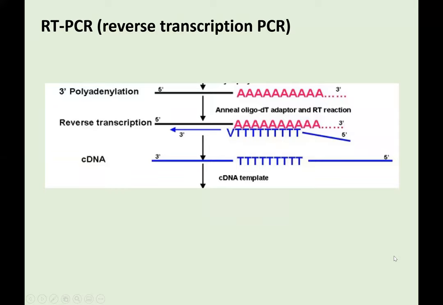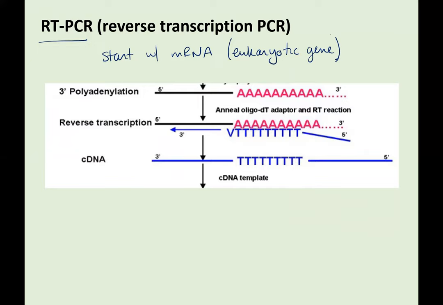So reverse transcriptase PCR, or reverse transcription PCR, RT-PCR. This is when you start with mRNA. So if you're cloning a eukaryotic gene, you want to start with the mRNA because the introns are removed. And so you isolate RNA from a cell and you use reverse transcription.